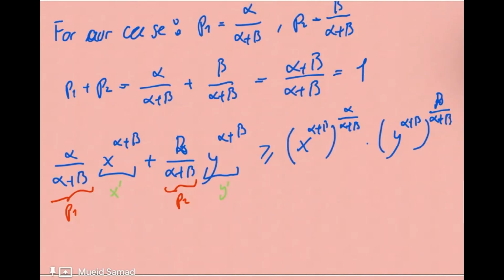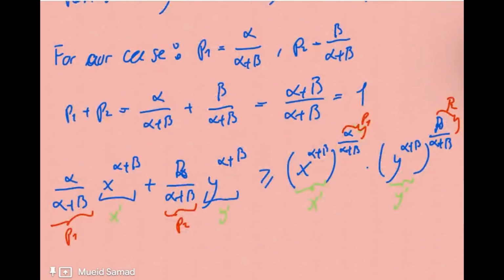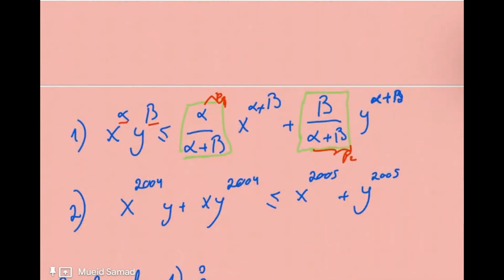So basically we just applied the AM-GM inequality on x prime and y prime, using just a different notation. That's our p1 and that's our p2. Now, what we can see here is that we can cancel this alpha plus beta, and then we get x to the power of alpha times y to the power of beta. So we have shown exactly this inequality. We just read it from right to left instead of left to right. I think it was easier to see it if we start out with the right-hand side.